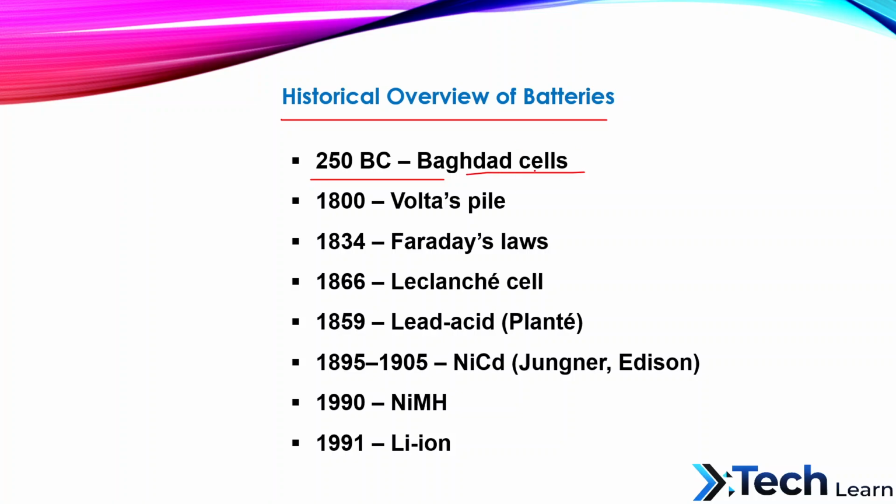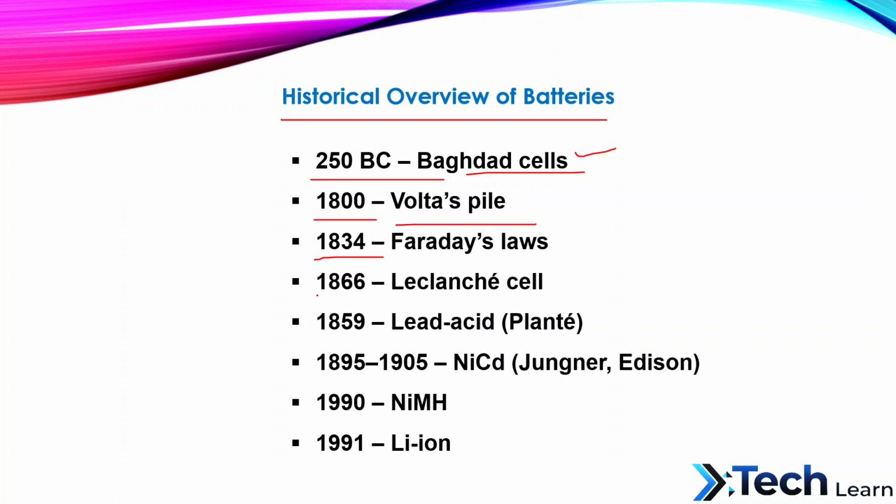Where these Baghdad cells functioned as galvanic cells. In 1800, Alessandro Volta built the first modern battery, called the voltaic pile. Later, in 1834, Michael Faraday developed the laws of electrochemistry, establishing the link between chemical and electrical energy.